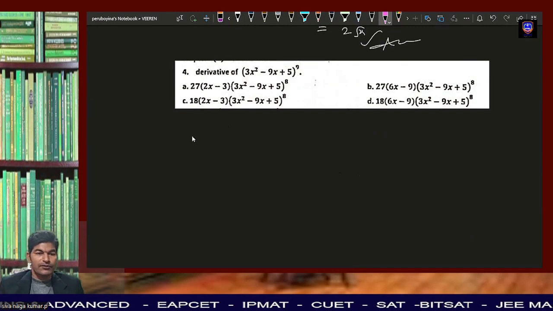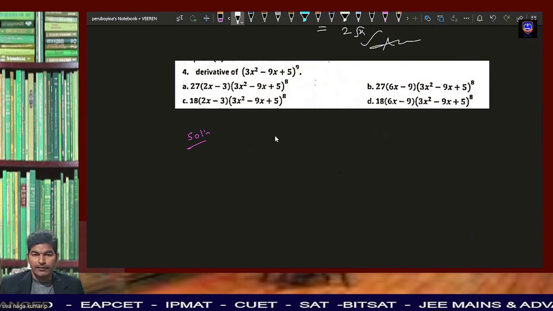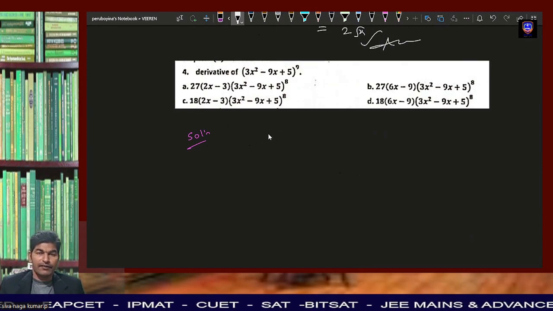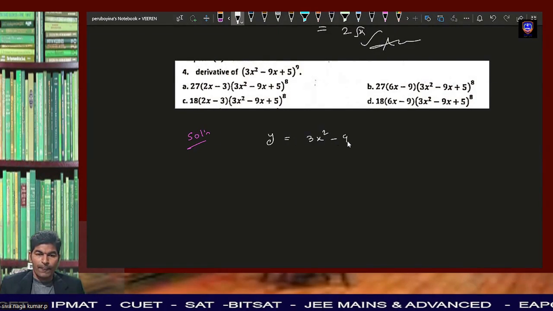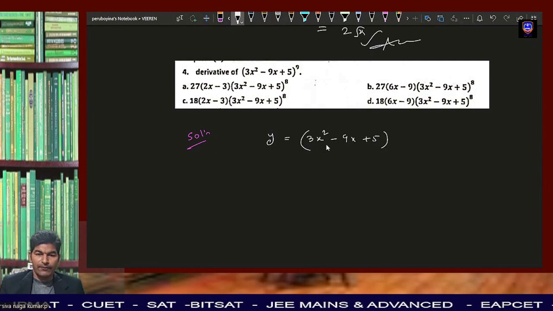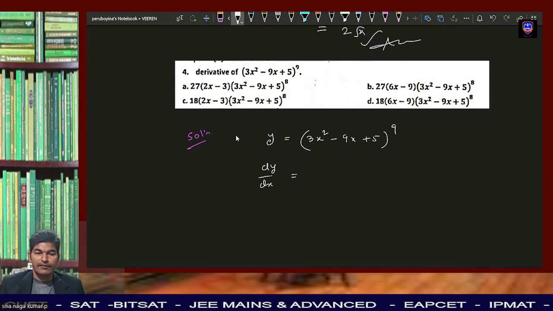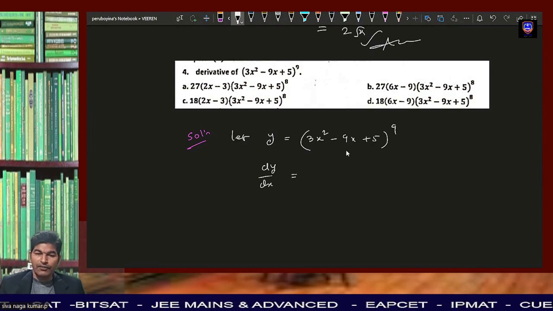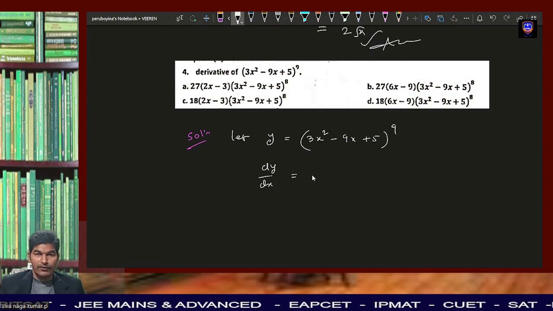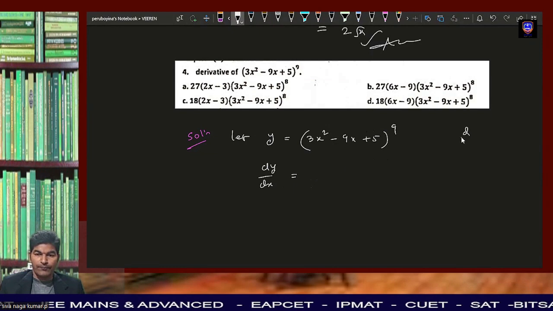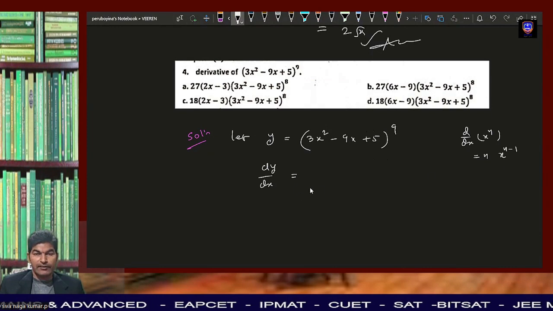And look at the next question. Solution. What he said, let us suppose take this one as y. So y is equal to 3x square minus 9x plus 5 whole power 9. So y derivative is dy by dx. It is looking like base is variable, power is number. So you can use the x power n rule. d by dx of x power n is n into x power n minus 1.